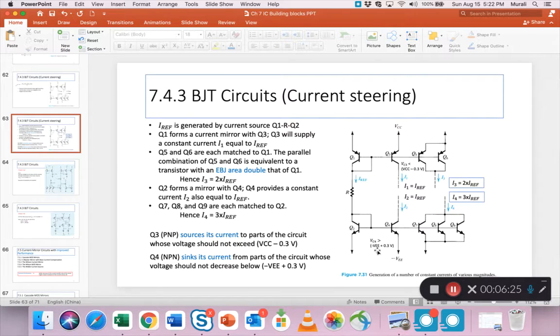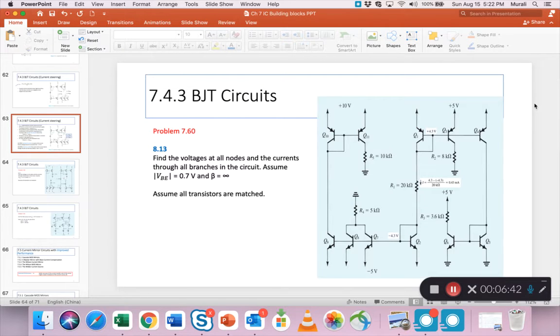So this VC4 has to be there, has to be greater than minus VEE plus 0.3, okay? So those are the saturation conditions. So it's a slightly complicated circuit compared to what we have seen thus far, but this is what's been used a lot in examples and problems. So we'll do a few more problems on BJTs.